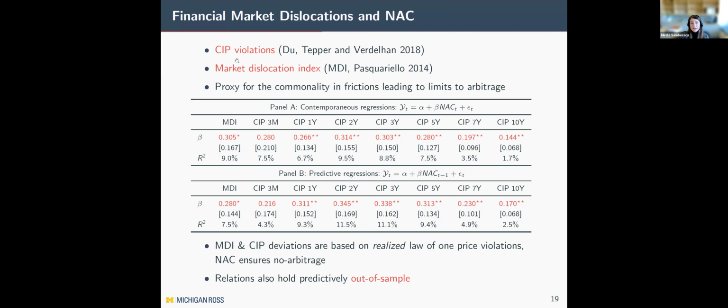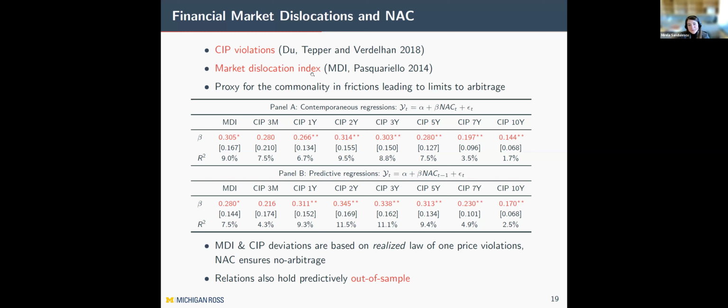Right, so this idea that the covered interest rate parity was the textbook example of no arbitrage, right? If you were to look at the forward exchange rate, this should be equal to the spot exchange rate multiplied by the interest rate differential. Du, Tepper, and Verdelhan have shown that following the financial crisis, this CIP condition is going to be violated in the data, and this is going to be more so after the financial crisis.